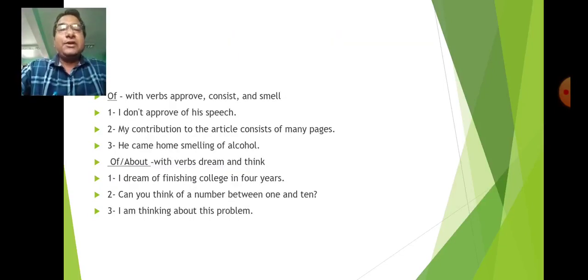Of. With verbs approve, consist and smell. For example, I do not approve of his speech. My contribution to the article consists of many pages. He came home smelling of alcohol. Of and about: these two prepositions are sometimes used in the same way, such as with verbs dream and think. For example, I dream of finishing college in 4 years. Can you think of a number between 1 and 10? I am thinking about this problem. These are similar prepositions. They can be easily used whenever the concept is clear.